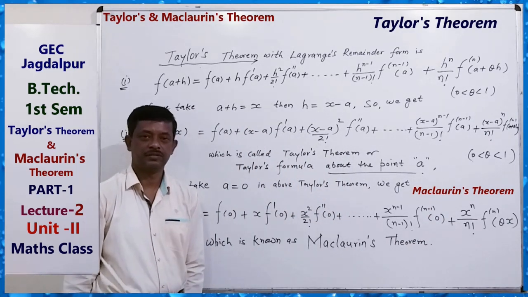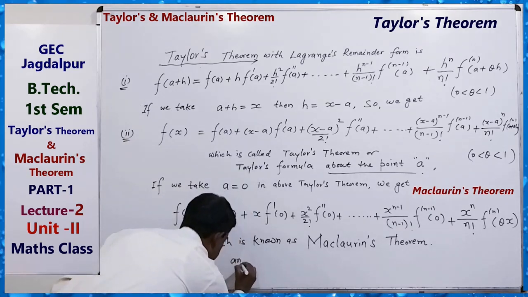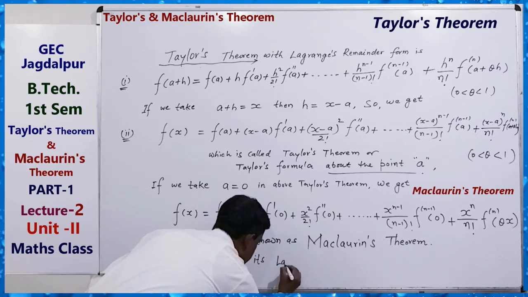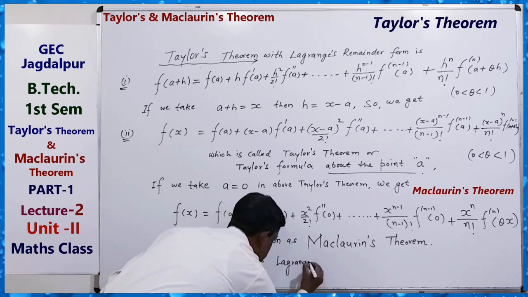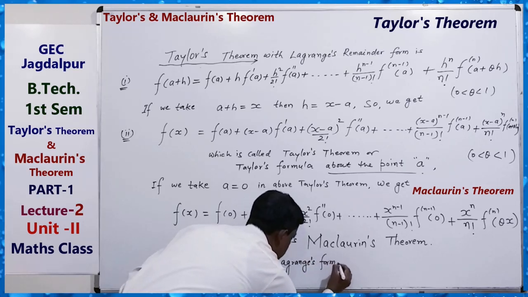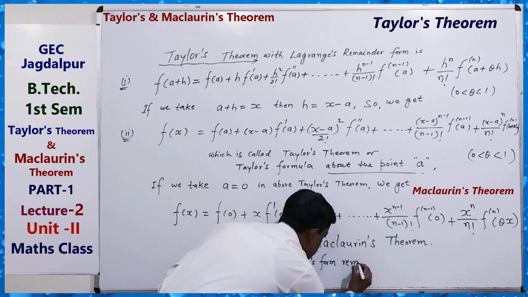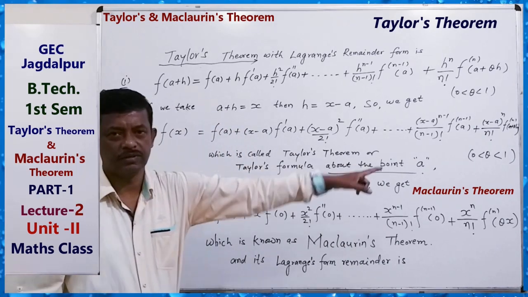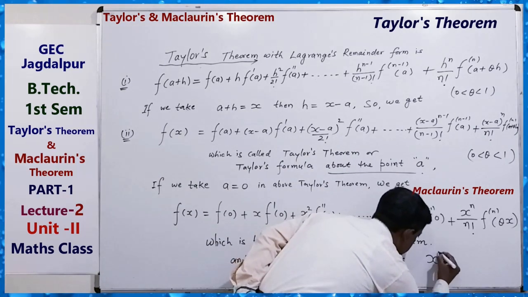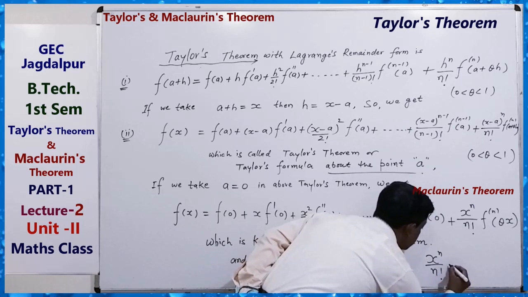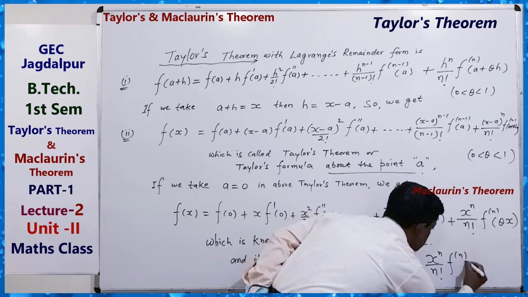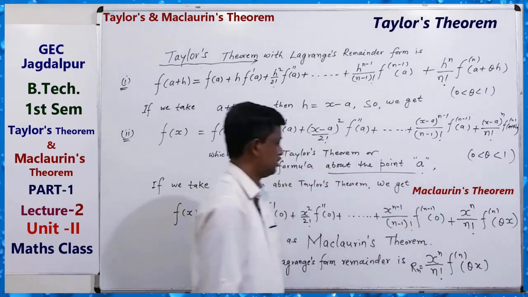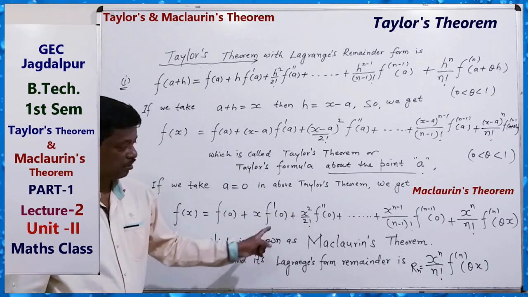Maclaurin's theorem and its remainder, Lagrange's form remainder, is what? Last value, x to the power n upon n factorial, f^n(theta x). This is R_n. Lagrange's form remainder of Maclaurin series is this.